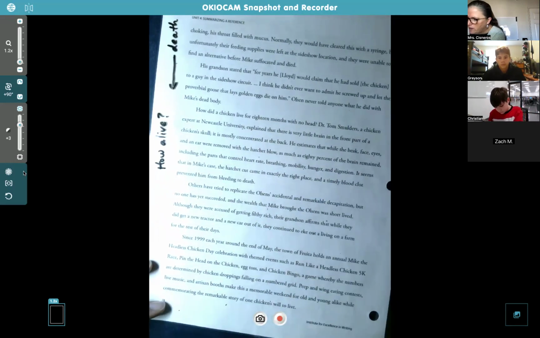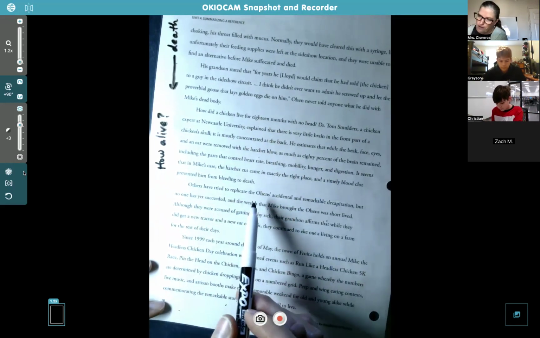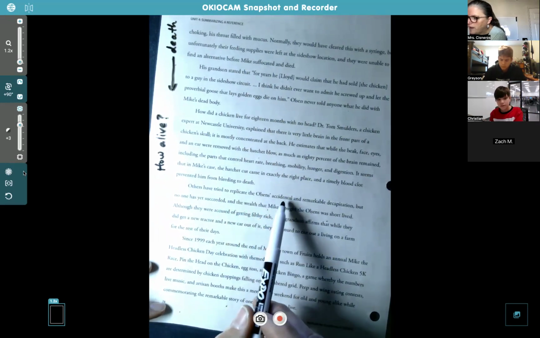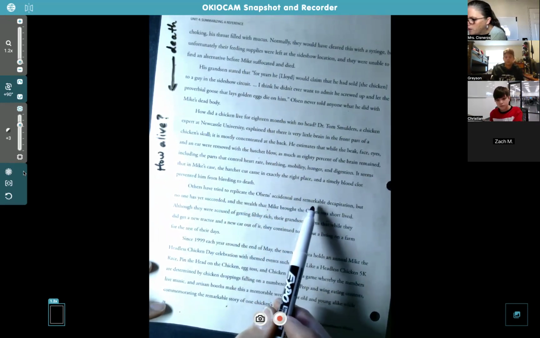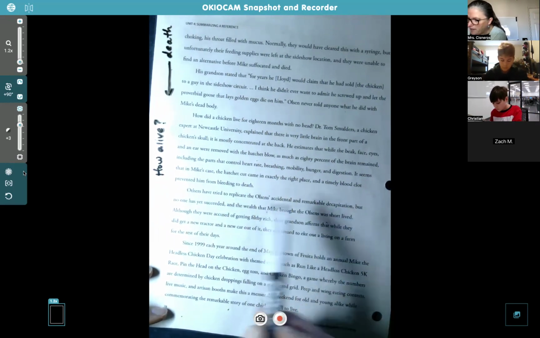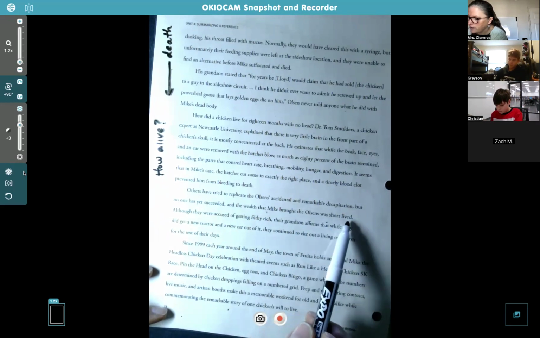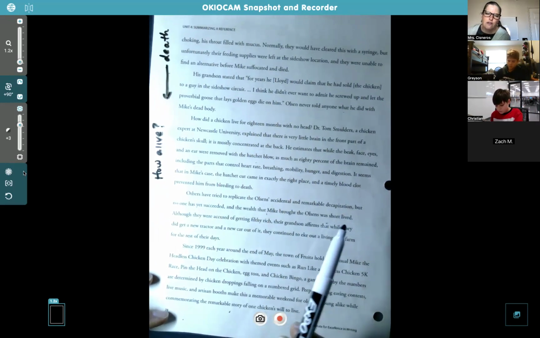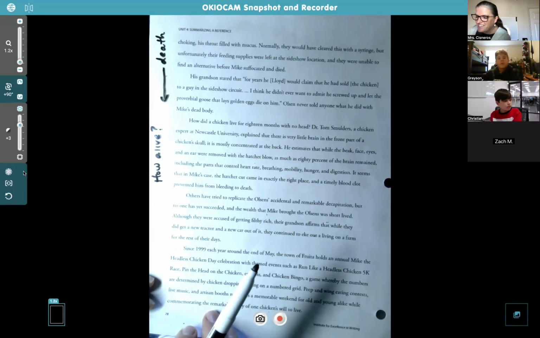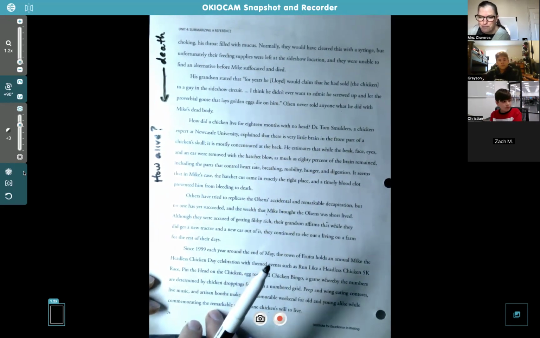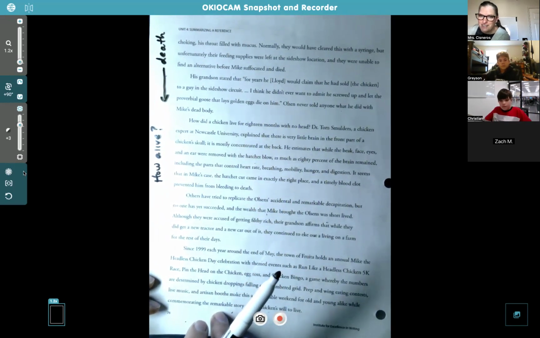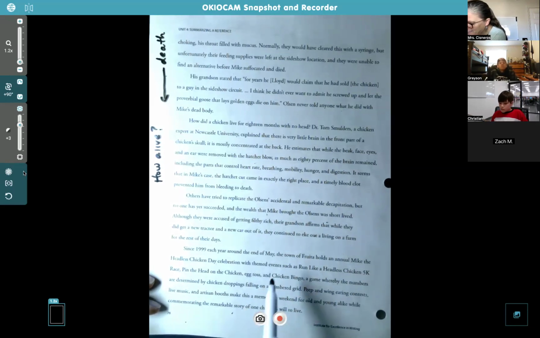Okay, keep going. Others tried to replicate the Olsons' accidental and remarkable decapitation. But no one has yet succeeded, and the wealth that Mike brought to the Olsons was short-lived. So basically that means other people tried to do that with their chickens, see if they could make a headless chicken so they could make money, and they couldn't do it because it was, like I said, a freak accident, meaning they didn't mean to do that. It just happened that way. So you can't plan that, basically.